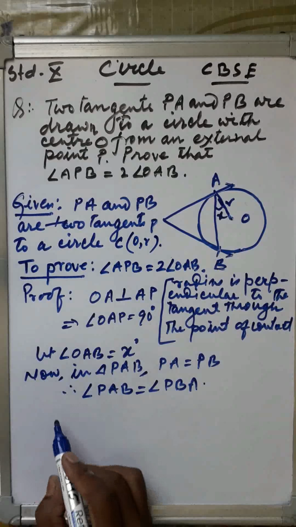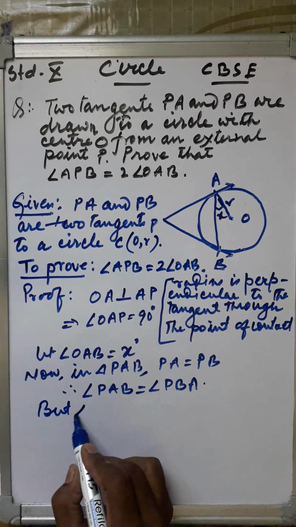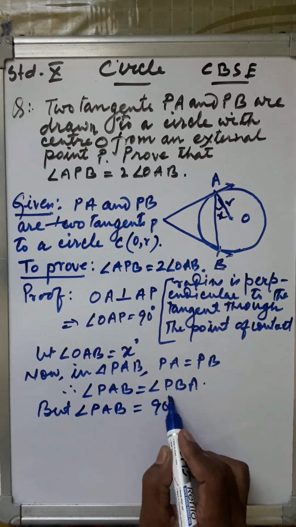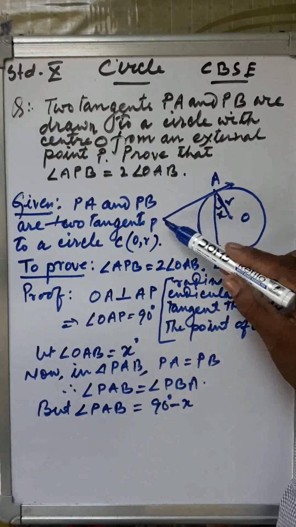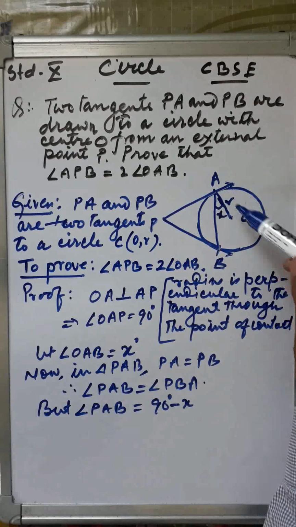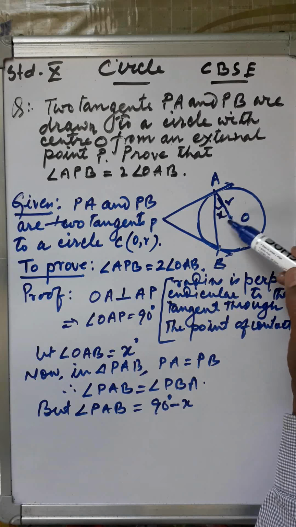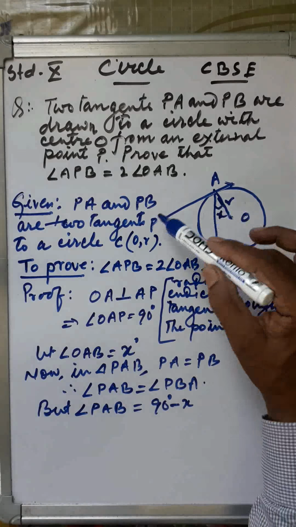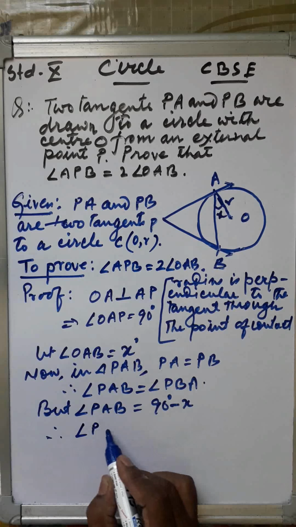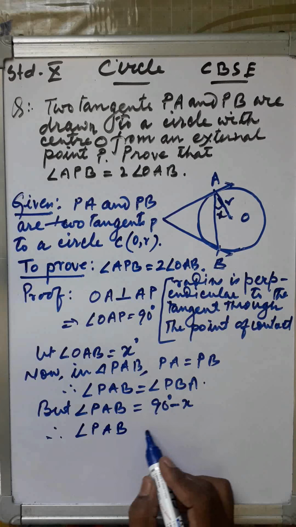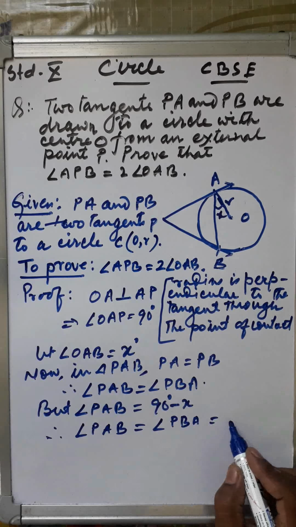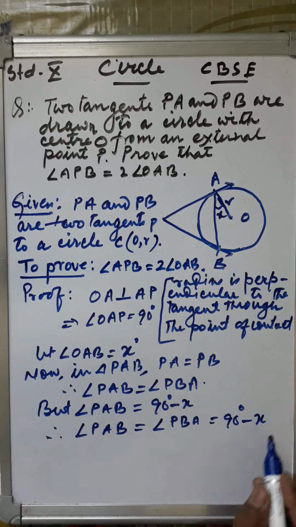But angle PAB is equal to 90 degrees minus x. We can see here angle PAB is 90 degrees minus x because PAO is 90 degrees where OAB is x, so PAB is 90 degrees minus x. Therefore we can write angle PAB is equal to angle PBA is equal to 90 degrees minus x.